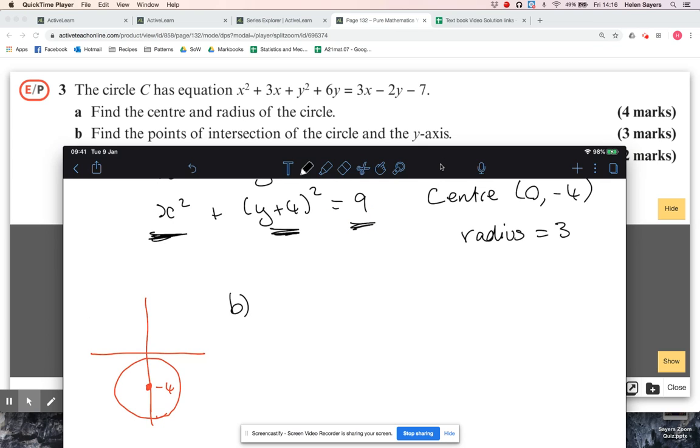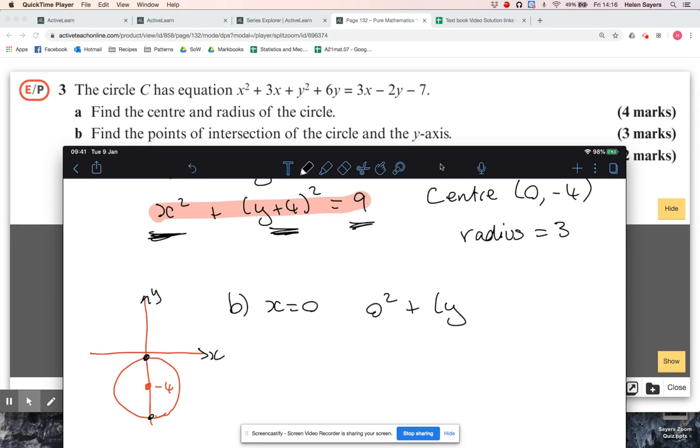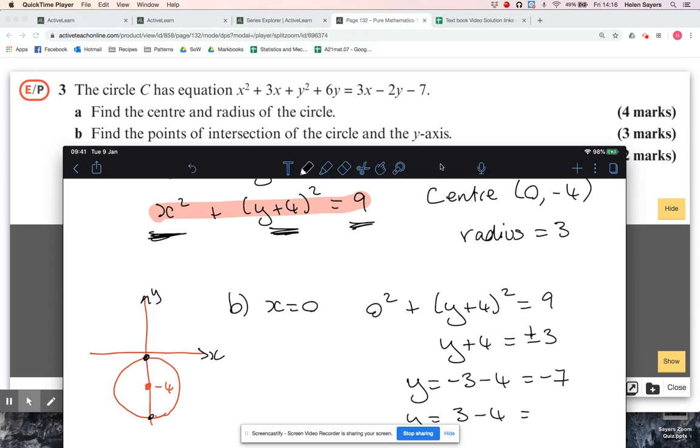When does something cut the y-axis? Well, that's going to be when x is 0. Going back to our equation of the circle, if x is 0, that becomes 0 squared plus y plus 4 squared is 9, and the 0 squared is just 0. I could expand those brackets and solve that quadratic, but it's way quicker to just square root, but make sure you consider plus or minus. So y is either minus 3 minus 4, or y is plus 3 minus 4.